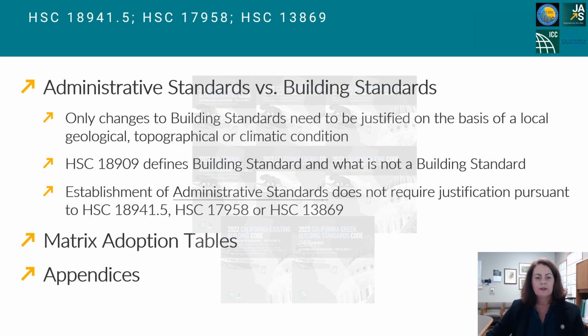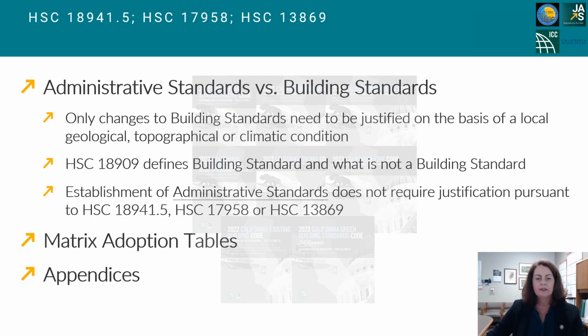A building standard is defined in Health and Safety Code section 18909. In short, the definition includes a regulation or rule relating to the implementation or enforcement of a building standard not otherwise governed by statute. For example, the minimum strength of concrete used in a foundation or type of pipe used in a building's plumbing system are examples of building standards. Administrative standards are not building standards and therefore are not required to be justified on the basis of a local geological, topographical, or climatic condition.